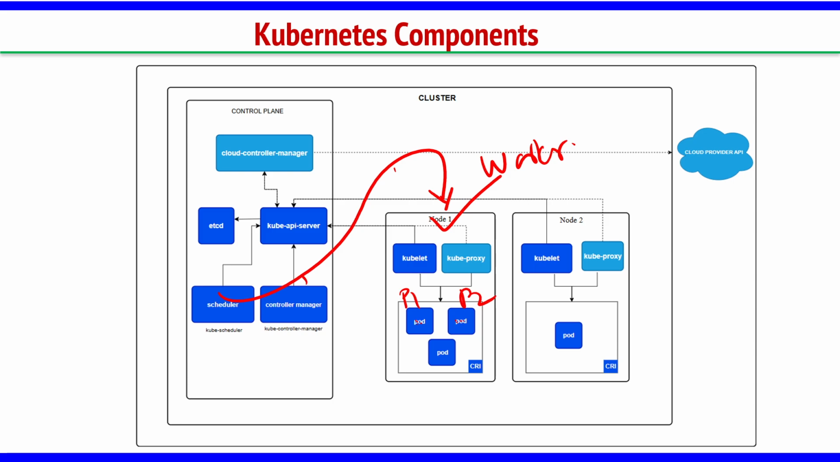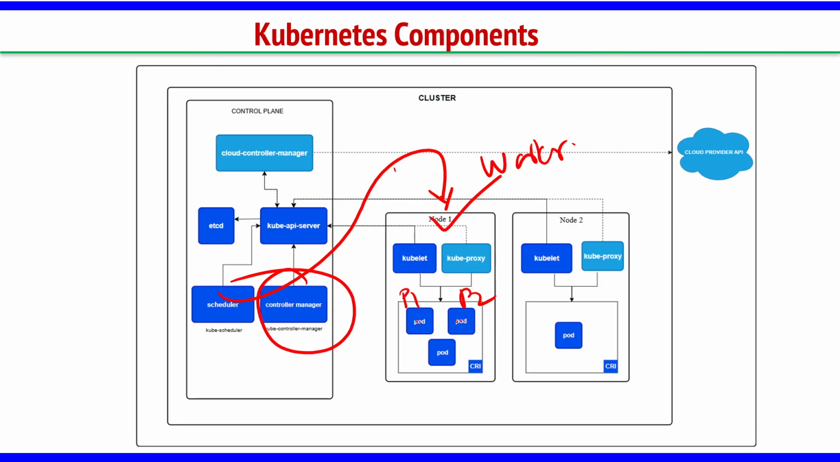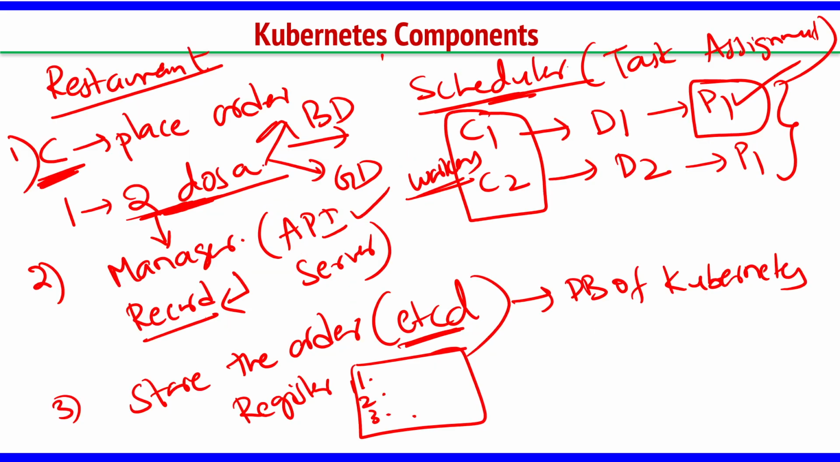You see here, there is somebody called the controller manager. What is his job? His job is to make sure that this process is running, that the preparation of the dosa is going on properly. His job is to check whether the order given by the customer is being taken care of properly or not. So his job is to manage whether the dosas I have ordered, the pods, and the containers inside the pods are working fine or not. That is taken care of by the controller manager.